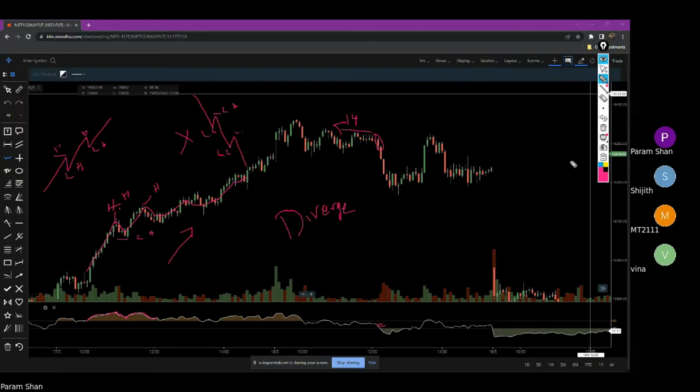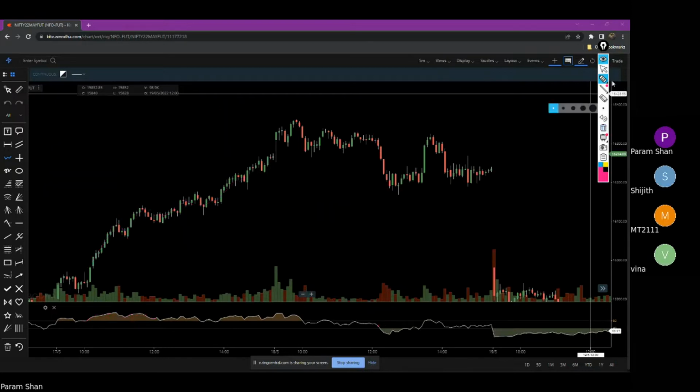So what does a divergence say? Divergence means RSI is expected to be drawn based on this price movement. When RSI is not exactly following the price movement, that is called a divergence. Okay, see, there is one divergence here.